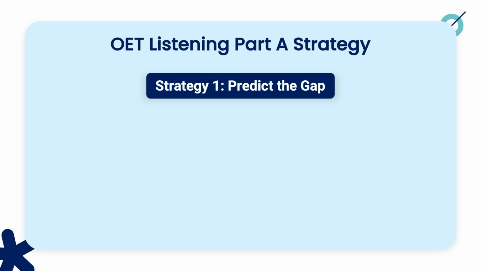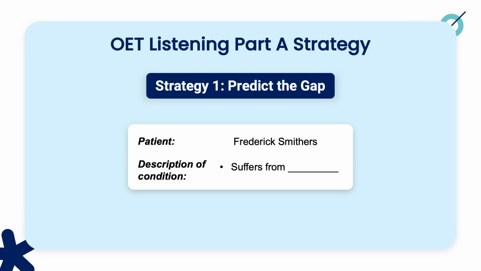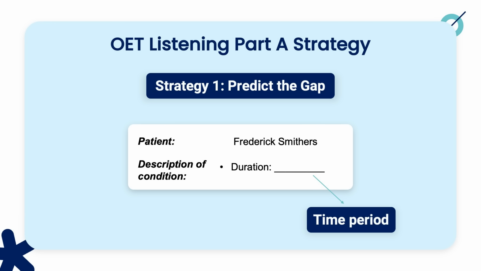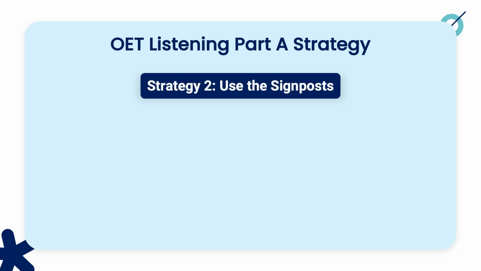The first strategy is to predict the gap. Look at the gaps and predict what kind of information is missing. Is it a number, a body part, a symptom? For example, if the note says suffers from blank, then you know you're listening for a condition. If it says duration blank, you're going to be listening for a time period, such as 2 weeks or 6 months. Now, the second strategy is to use the signposts.